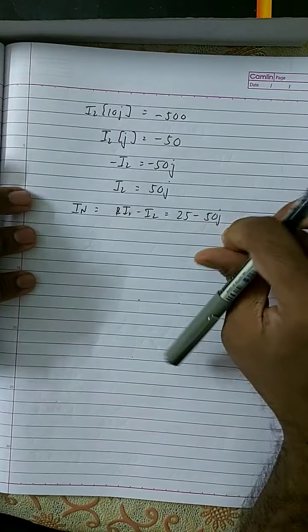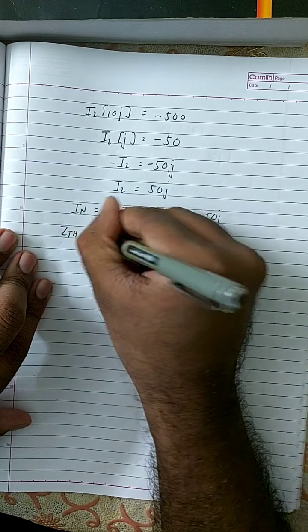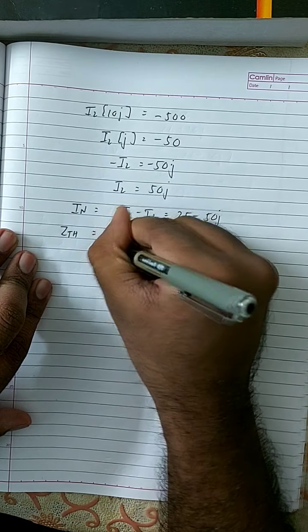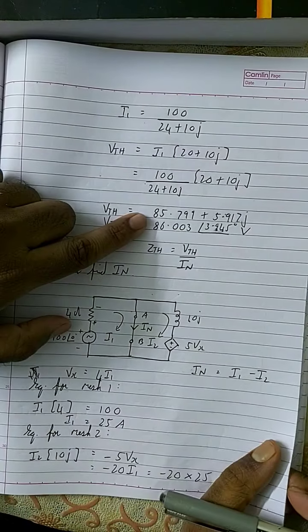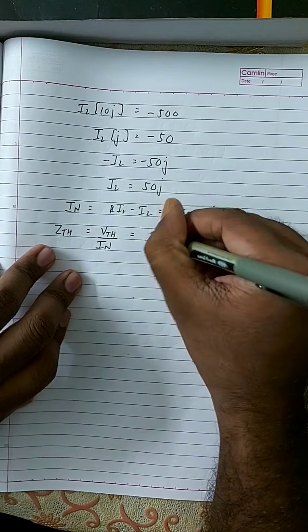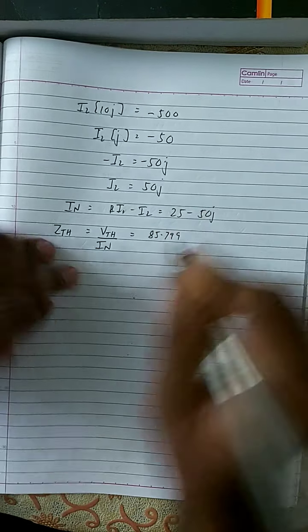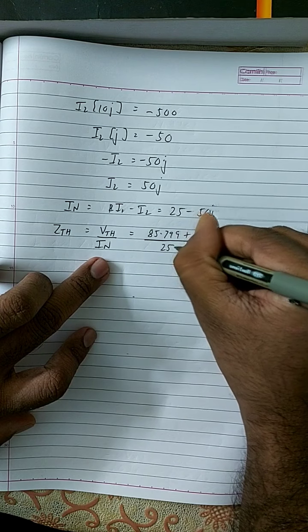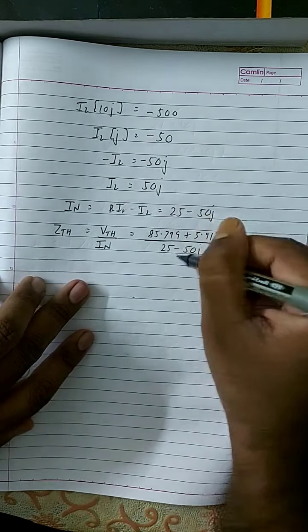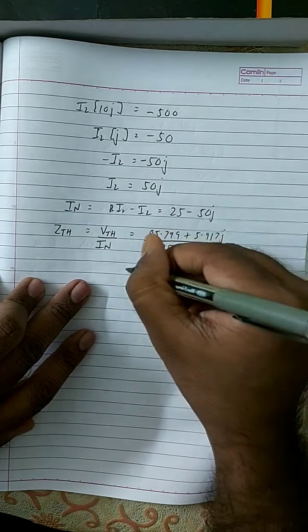So I will find the value of ZTH. ZTH is equal to VTH by IN. What is the value of VTH? VTH is equal to 85.799 plus 5.917J. This is the value of VTH, and the value of IN is 25 minus 50J. This is the value of ZTH.